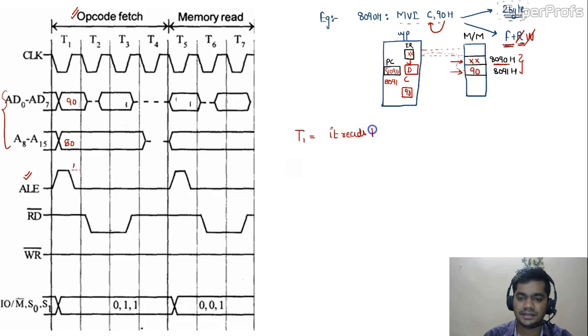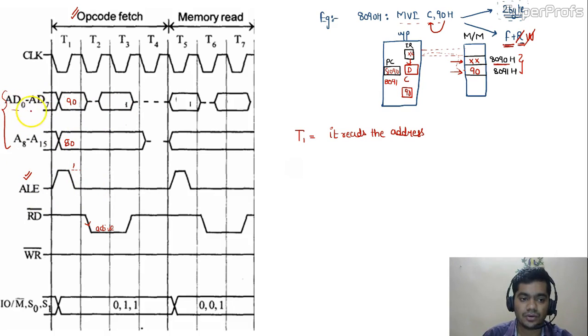Reads the address. Okay, so in the T1 T state, it would read the address. Now after the T1 T state, there is no requirement of the address lines. It is already connected, so it will go low, and in the second T state, the read operation would go low. That is, it would become active.